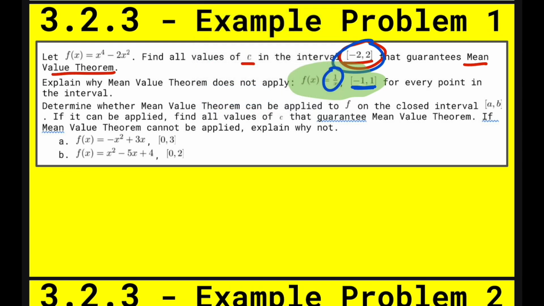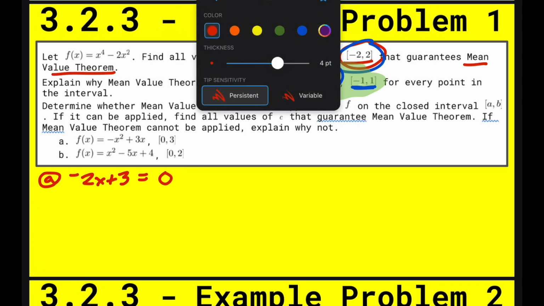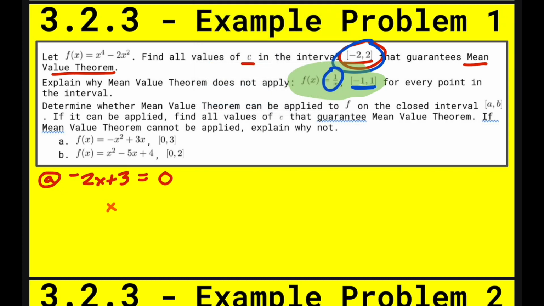But now it says find those values. Okay, so part A, what we're going to do is take the derivative and set that equal to the slope of the endpoint. So if I plug a 3 in there, I'm going to get -9 plus 9 is 0. Plug 0 in there, it's 0. Divided by 3. 0 divided by 3 is 0. Okay, so now we're just going to solve this, and you're going to get x is equal to 3 halves. Now 3 halves is between 0 and 3, so that ends up working out as the answer for part A.